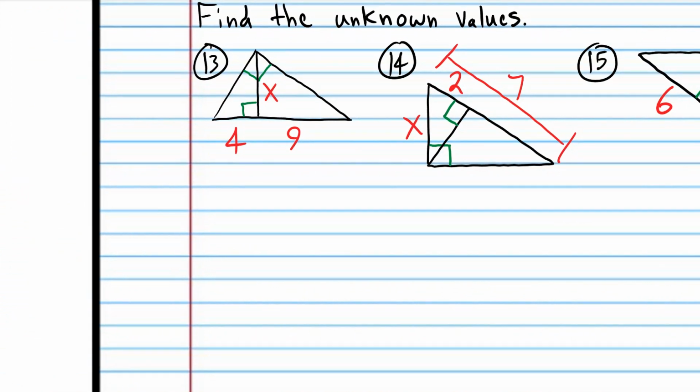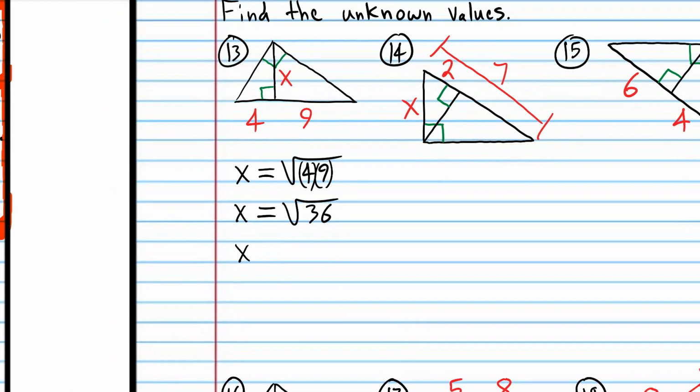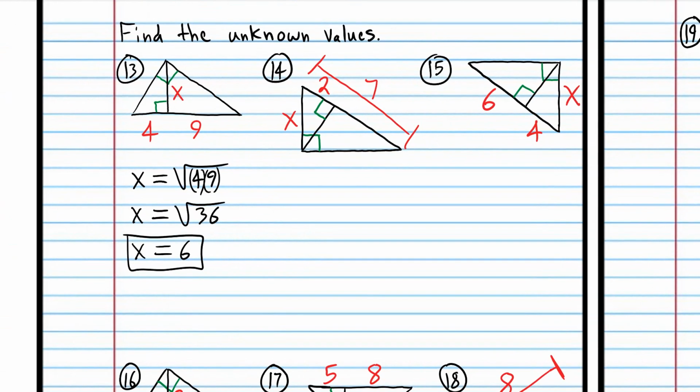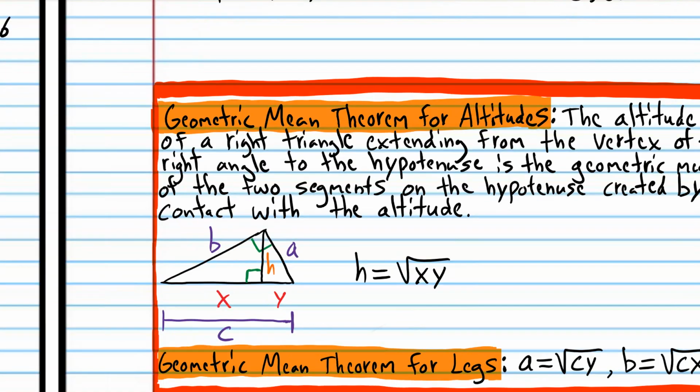We have a right triangle and we set it on its hypotenuse. This is its hypotenuse. We set it on its hypotenuse. So x is obviously the altitude, so the geometric mean theorem for altitudes tells us that x is equal to the geometric mean of 4 and 9. So the square root of 4 times 9. So 4 times 9 is 36, and then what number times itself is equal to 36? Well, that's just 6. Very easy. So that was the geometric mean theorem for altitudes.